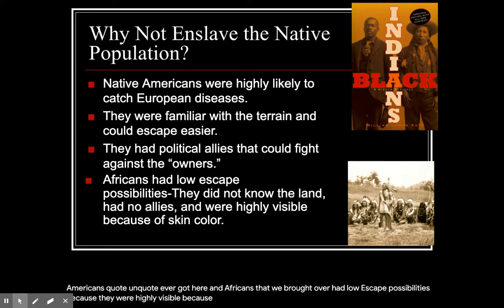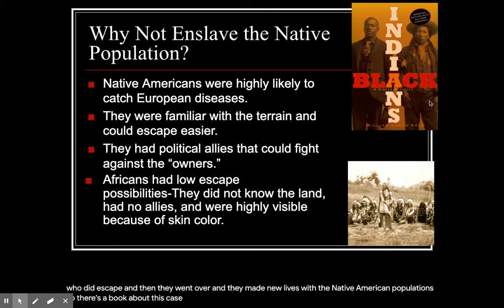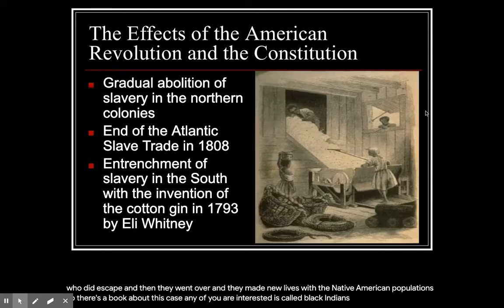But a story that isn't often told is that there were actually a lot of enslaved people who did escape, and then they went over and they made new lives with the Native American populations. So there's a book about this, in case any of you are interested. It's called Black Indians.